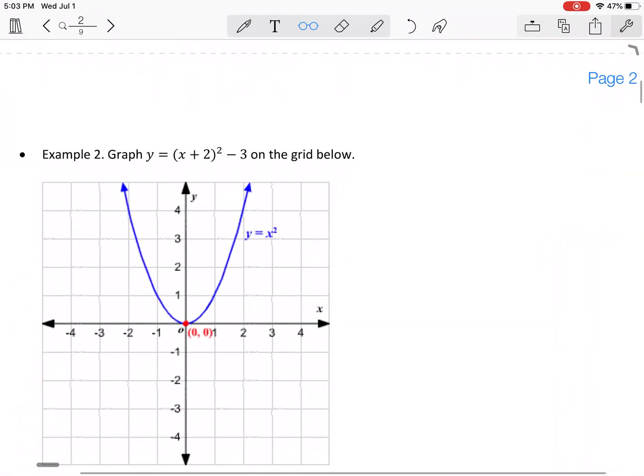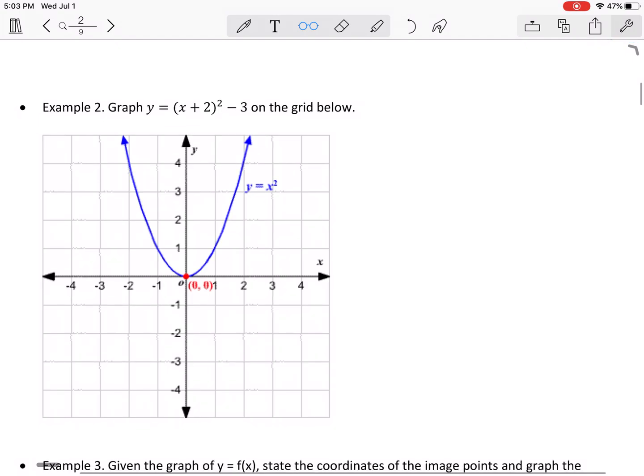Okay, now the next type of question you'll get is where they give you an existing graph and the equation. And so same idea. You want to basically move this around. So there's your original y equals x squared. So here let's look at this equation. So what does this mean?